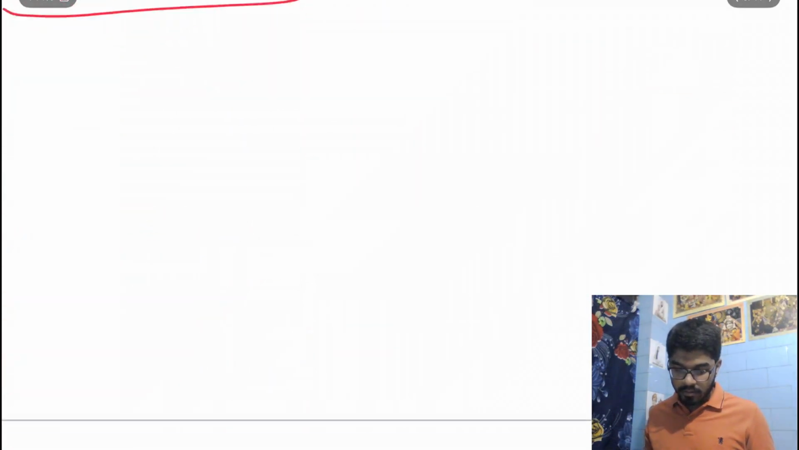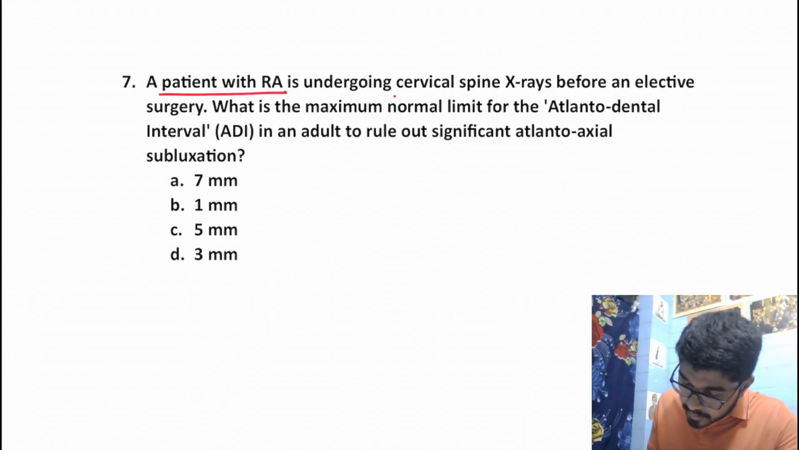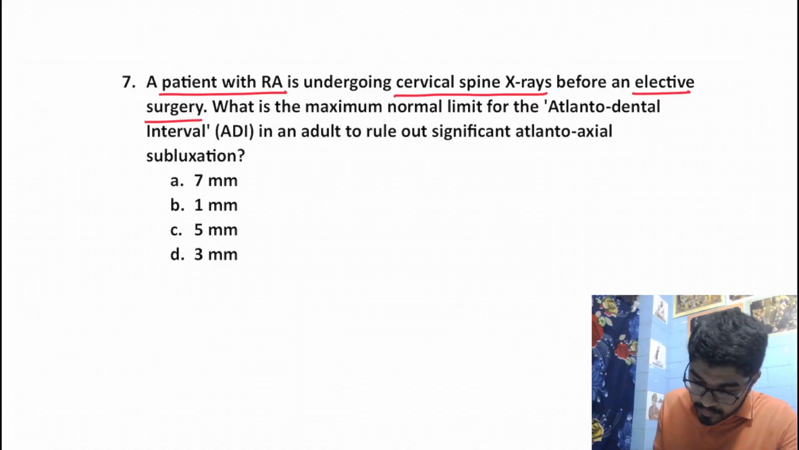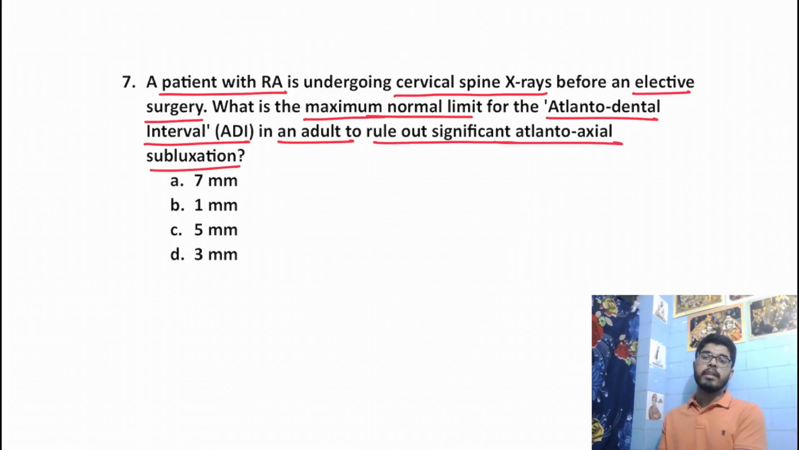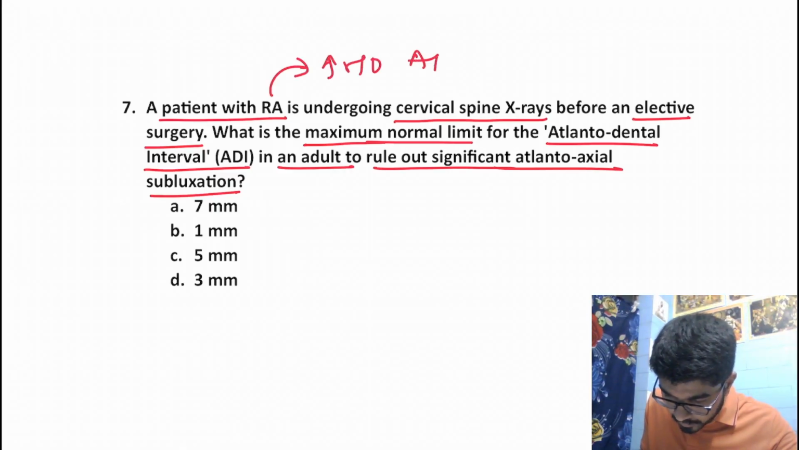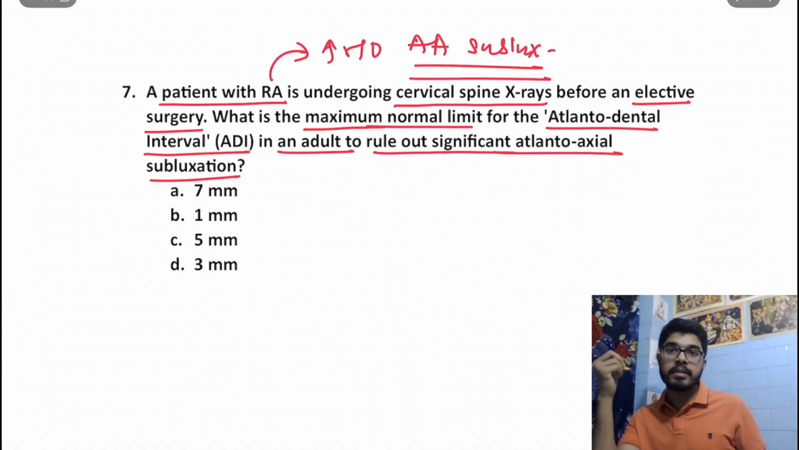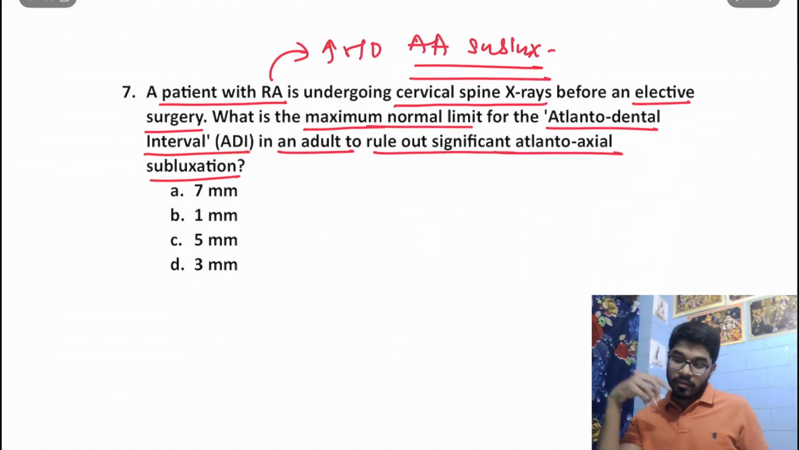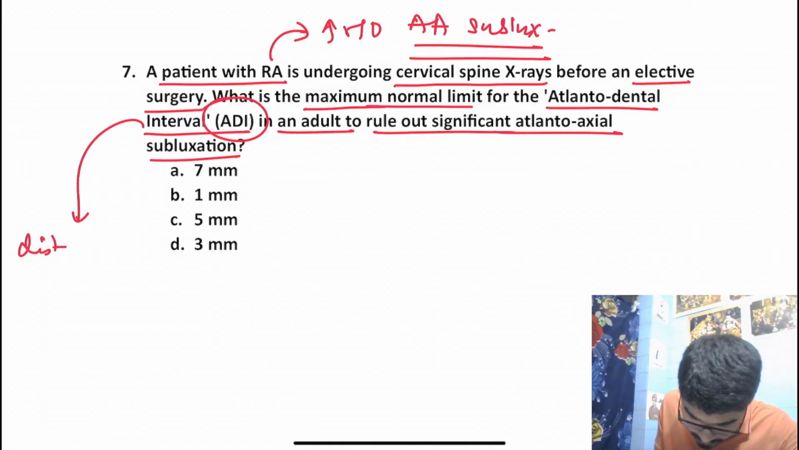Okay. Moving on to the next question. Now, a patient with rheumatoid arthritis is undergoing cervical spine X-ray before an elective surgery. What is the maximum normal limit for atlantodental interval in an adult to rule out significant atlantoaxial subluxation? Remember that in a patient with rheumatoid arthritis, there is an increased risk of atlantoaxial subluxation, and it actually precipitates during intubation, during surgery. So we measure this ADI, the atlantodental interval. What is this? It is actually the distance.